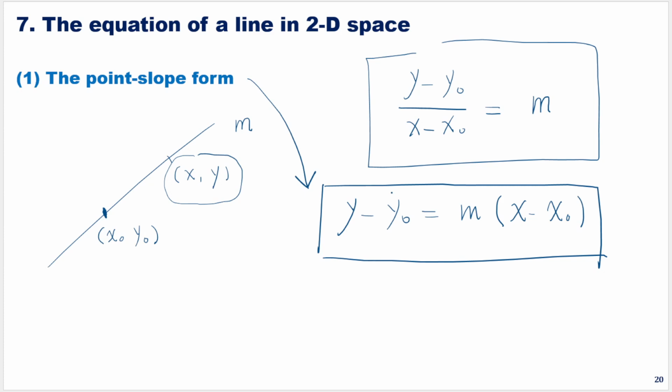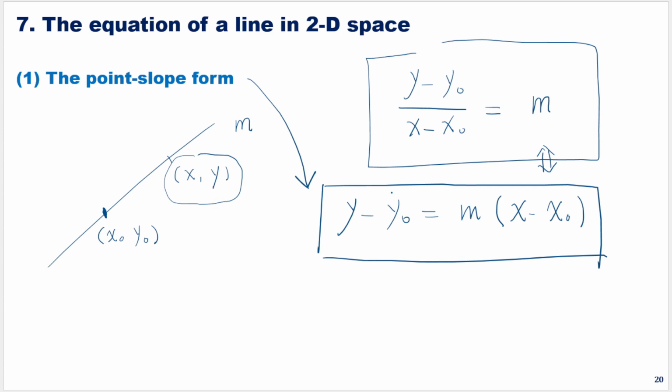So why could we multiply both sides by x minus x naught? Because once you know the slope is m, that means the slope exists, right? If the slope exists, x minus x naught cannot be 0. Therefore, these two expressions are equivalent. Usually we'll use the second one to denote the point-slope form.